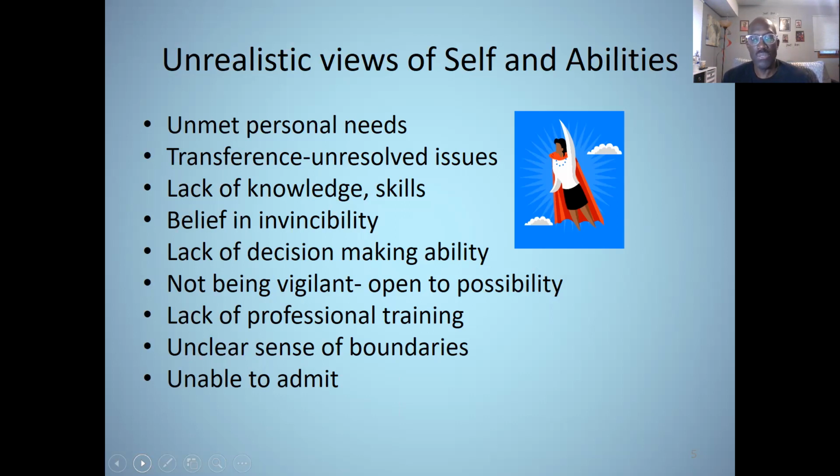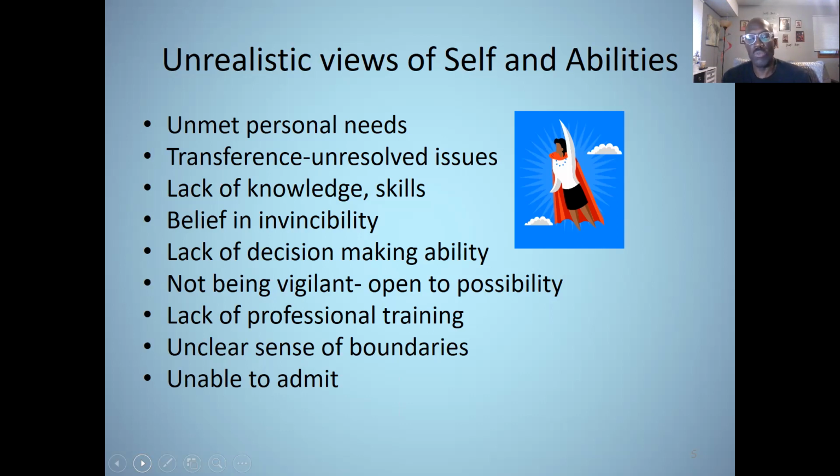Lack of knowledge and skills. Stay in your lane, stay in your pay grade. You're an LSW, you're working with family case management, you don't have the authority to do a mental health diagnosis for an individual. That's out of your skill sets. Doing so can create lots of issues. The belief in invincibility.